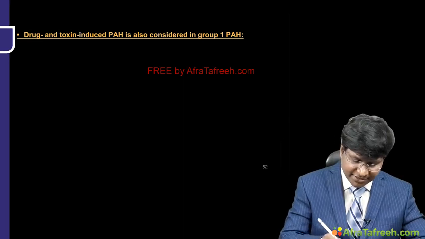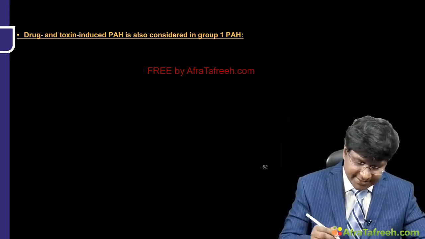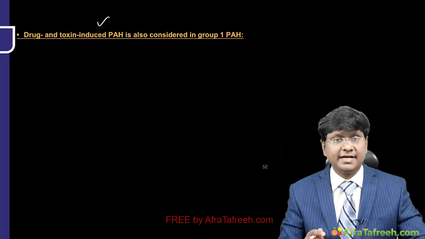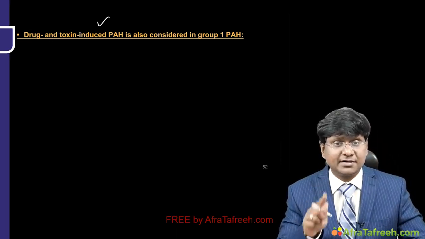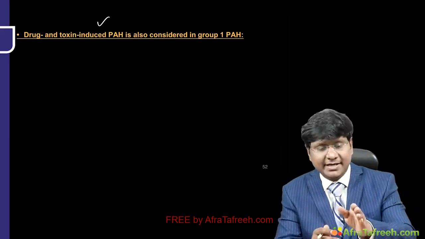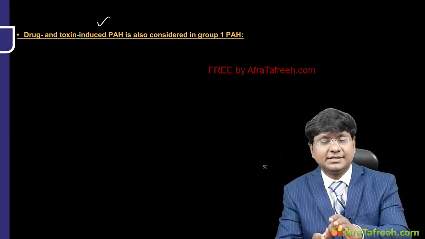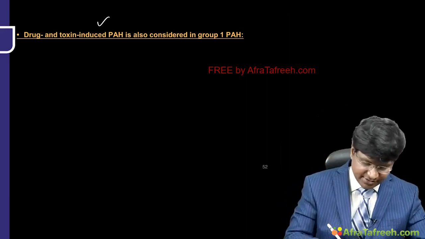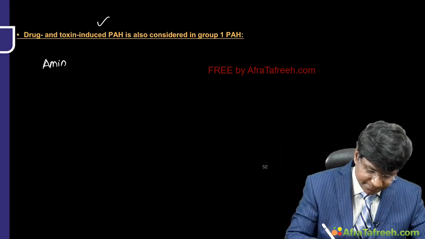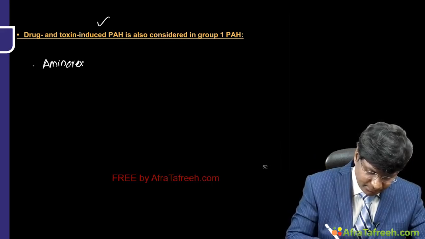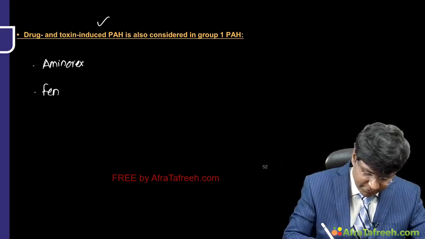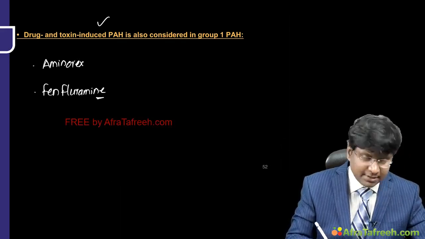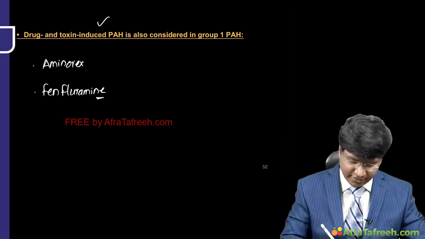Particularly, you need to be very much aware of the drugs and toxins causing pulmonary arterial hypertension. Now, what are these drugs? They are mainly appetite suppressant drugs, actually used in the treatment of obesity. These drugs are aminorex, fenfluramine, and the other important drug, dexfenfluramine.